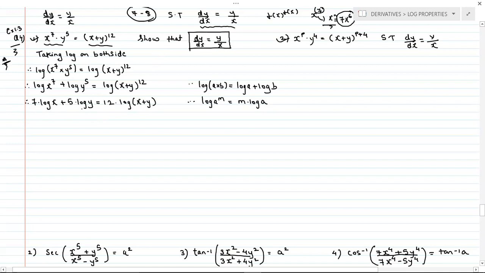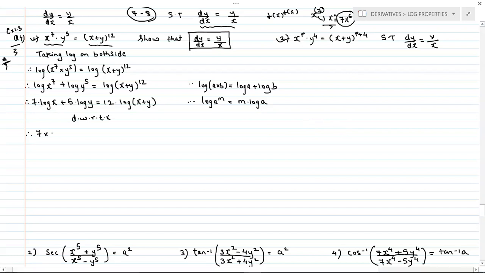Now after this I cannot see any further adjustment with respect to log property. So here I can differentiate with respect to x. Rest, I hope you all know how to differentiate with respect to x. Here clearly we can see that 7 is a constant, so we keep 7 as it is. Whenever a constant is attached to any function, keep the constant as it is, and then simply find the derivative of the remaining term.